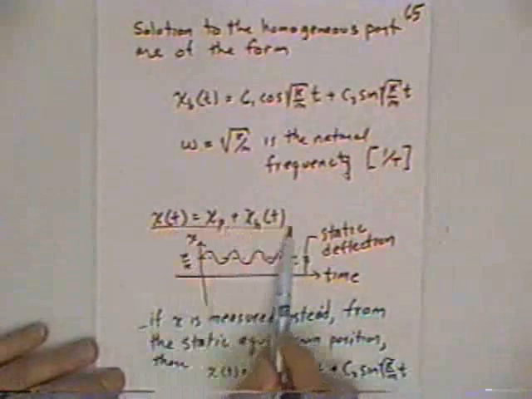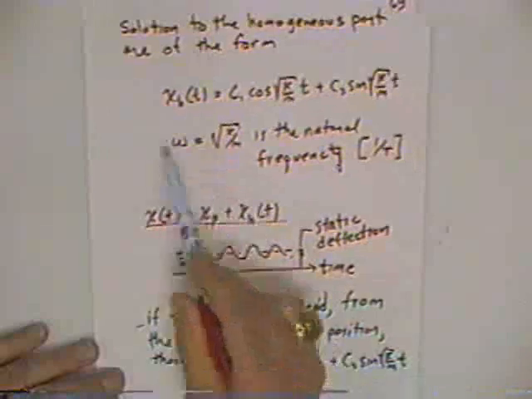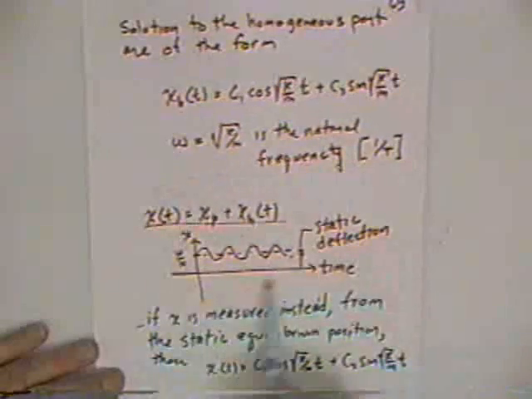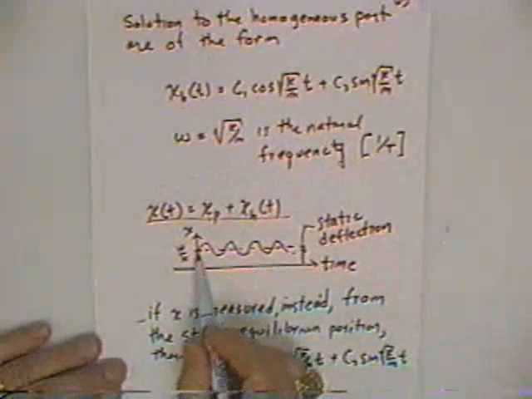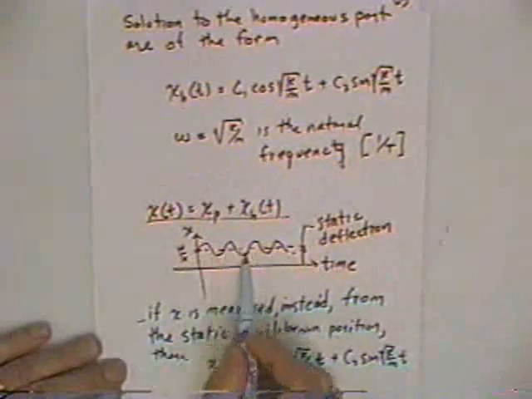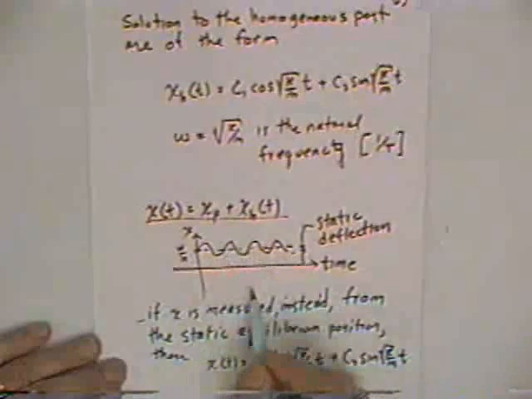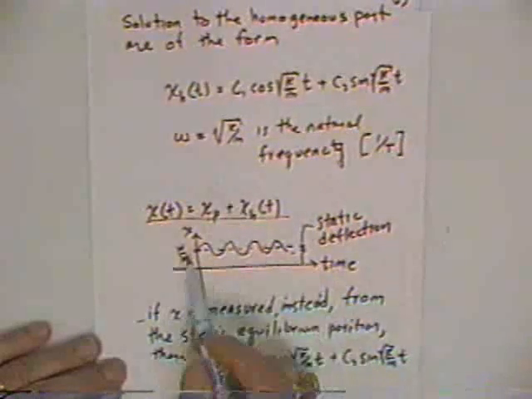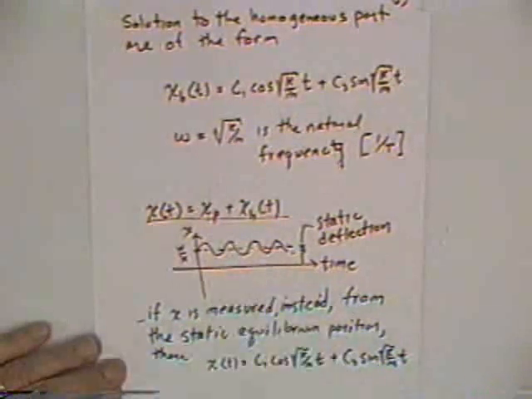The total solution is the particular solution, which was the static deflection, plus the homogeneous part, which is this part up here. And graphically, this is what that says. This says that if this distance right here, x, w over k, is the static deflection, then the oscillator is going to oscillate about that static position with some frequency, omega, equal to the square root of k over m. And since it's free vibration, the amplitude of each of these peaks is going to be exactly the same. There's not going to be any damping.